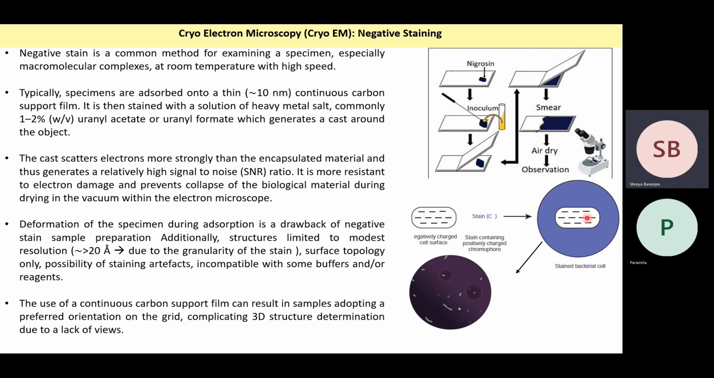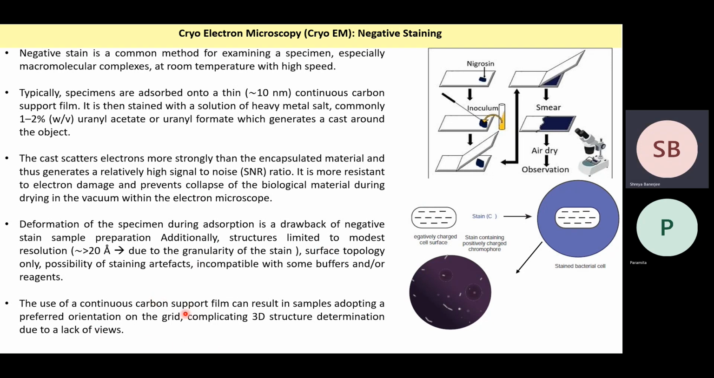Another problem is that you can only have information about the surface of the cell. Since the staining is only at the cell surface, you will get information only about the cell surface and not about the interior of the cell. And often the stain can be incompatible with the buffer medium in which the cell is stable, or the staining can affect other impurities, which is not the cell that you want to examine. So these are the drawbacks of negative staining.